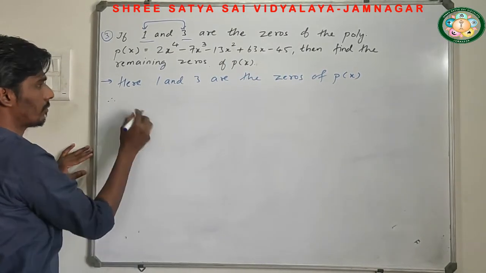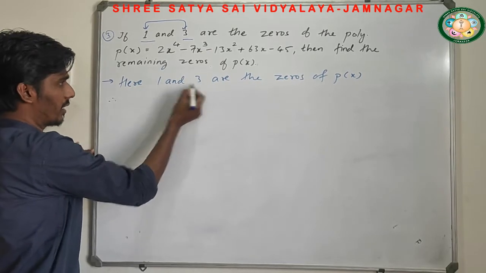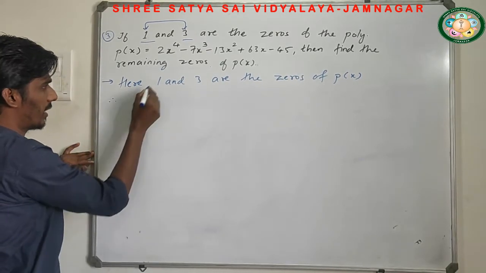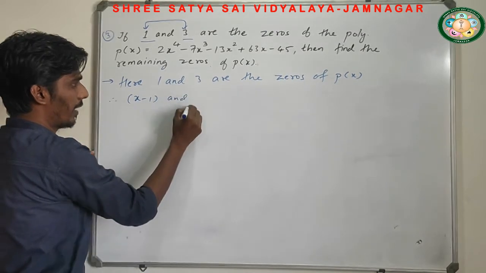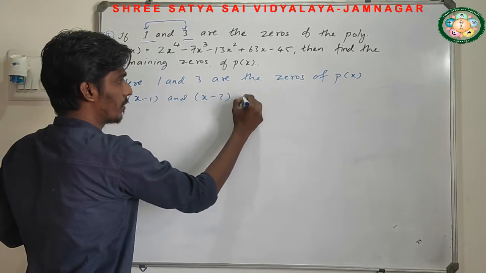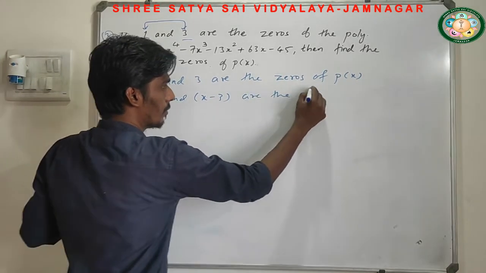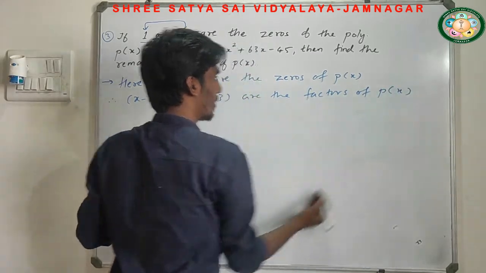Therefore the factors will be what? It's 1 and plus 3. So take the opposite sign. Plus 1 means x minus 1, and x minus 3 are the factors of p of x.